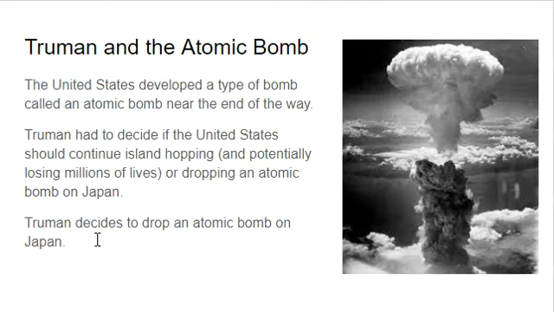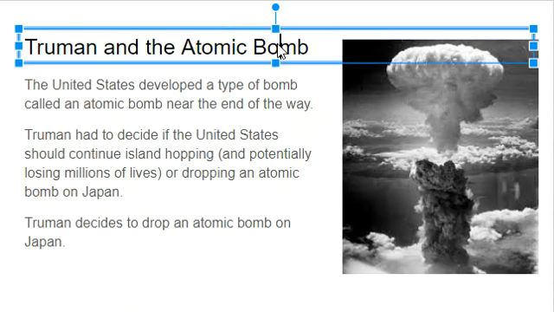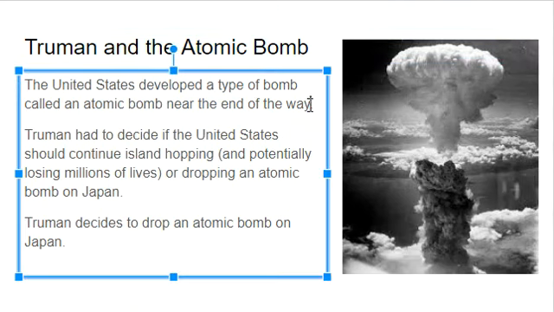So one thing that happens is the United States developed something called the atomic bomb, a type of bomb developed near the end of the war. And Truman, who was the president at the time, had to decide if the United States should continue island hopping and potentially lose millions of American lives, or drop an atomic bomb on Japan. Truman decides to drop an atomic bomb on Japan.